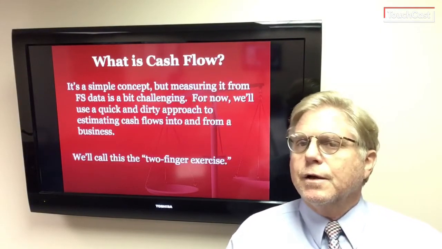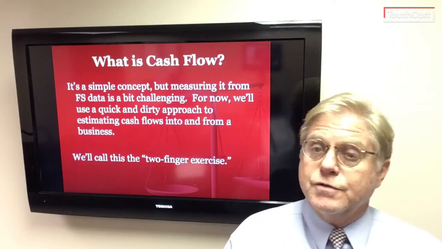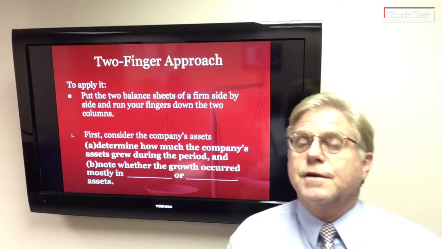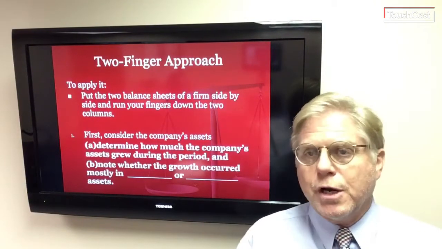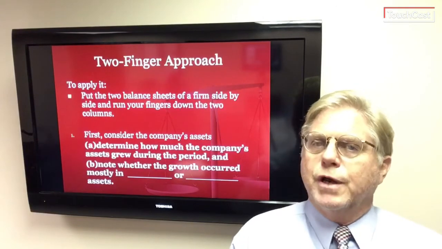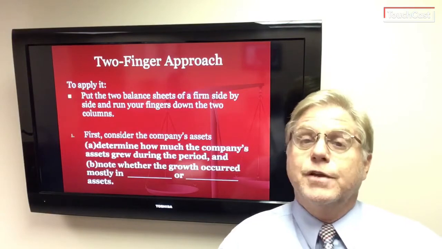But we're going to take a quicker approach to estimating cash flows, or measuring cash flows from and into a business. And we're going to call this the two-finger exercise. Now here's the broad overview, and then we're going to look at an example that we used in class. First of all, to apply it, we're going to take two balance sheets of a company, put them side by side for 2 successive years.